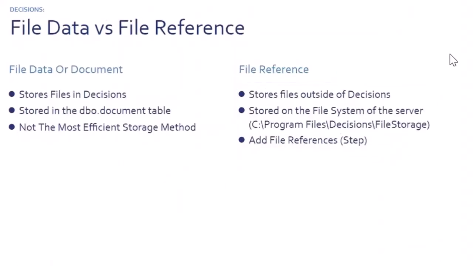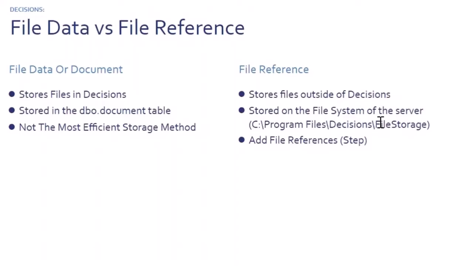Now, when we speak about the key differentiating factors between file data versus file reference, the most important thing is that storing of files in Decisions is only possible with the help of file data or documents, while file references give the ability to store files outside of Decisions as well. Second, the information on file data is stored in the dbo.document table, while the file reference data is actually stored on the file system or the server.